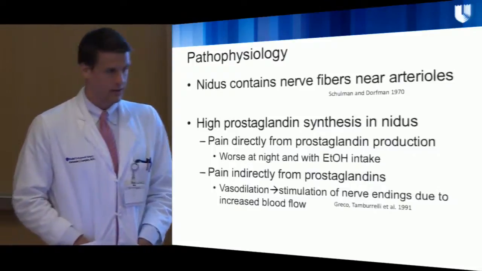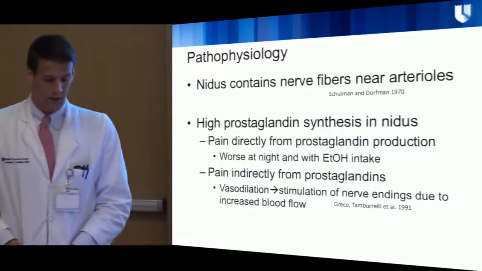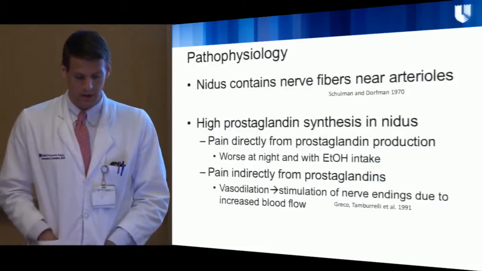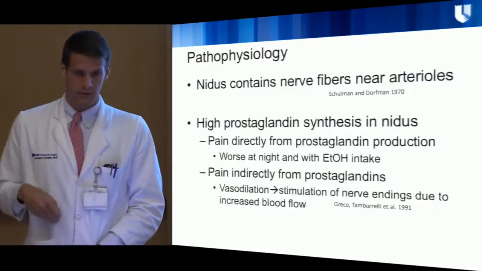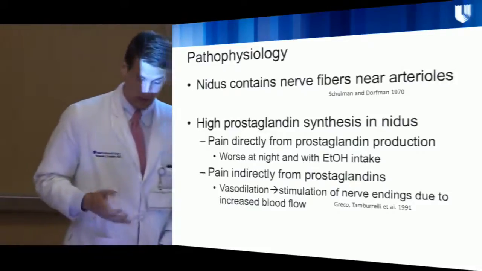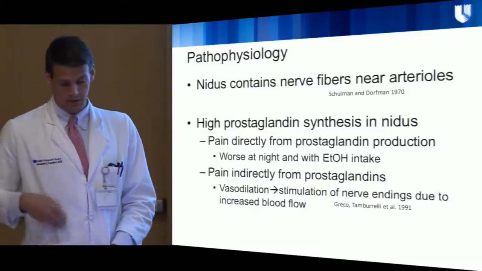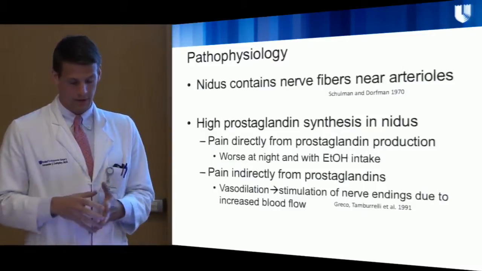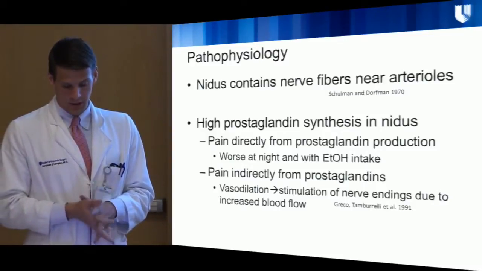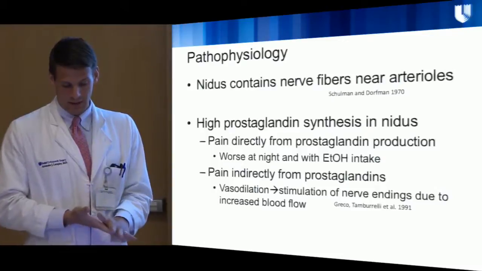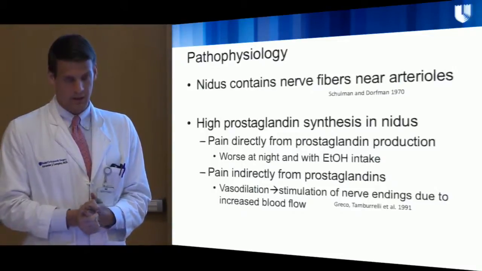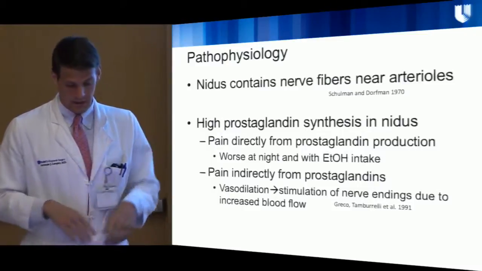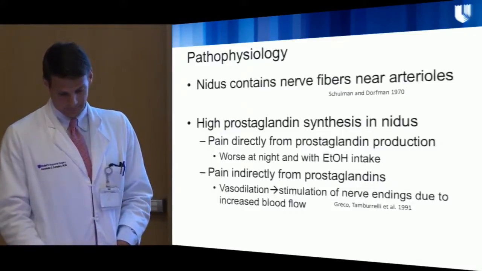The reason they think this causes so much pain is that the nidus contains nerve fibers near capillaries and arterioles. Then you have upregulation of the COX proteins, which increases prostaglandin synthesis. Pain comes directly from the prostaglandin production, as it increases inflammation, usually seen worse at night and with alcohol intake. Prostaglandin is also thought to indirectly cause pain by vasodilation, which stimulates these nerve endings due to increased blood flow.